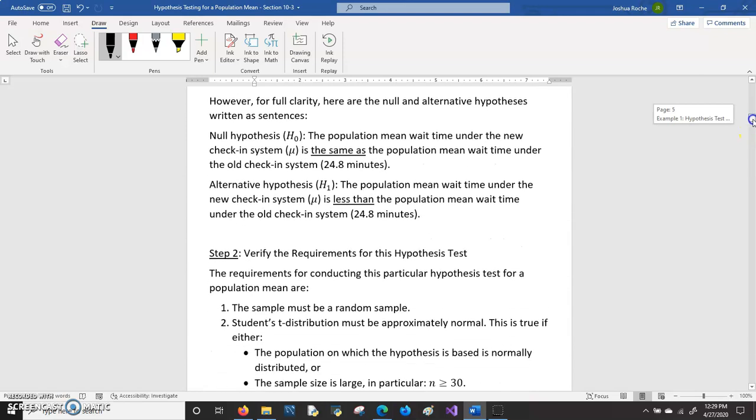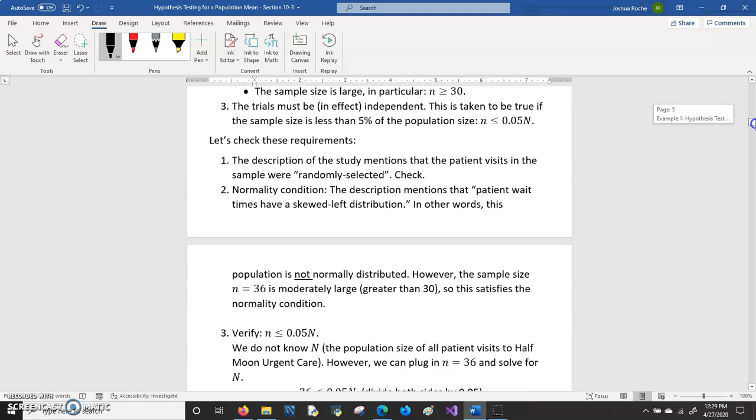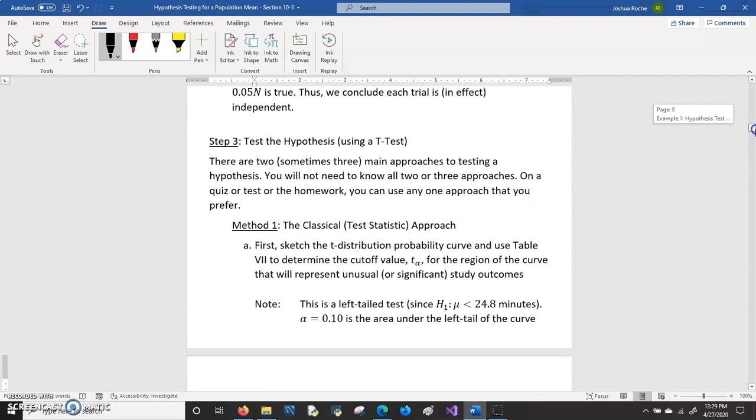Also in the last video, we went over step 2, which was to verify the requirements for doing this hypothesis test. And in this video, we'll go right on to step 3. Step 3 is to test the hypothesis using a t-test. That's just what this particular test is called.